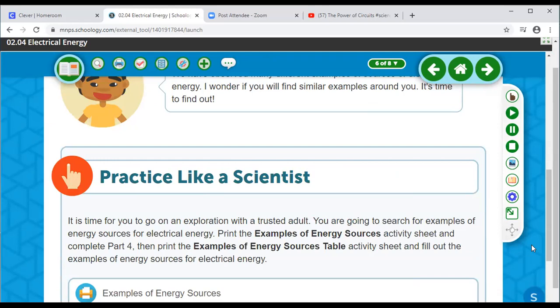Print the examples of energy sources activity sheet and complete part 4. You do not have to print that out. You can simply write that on a piece of paper. And you can also write the examples of energy sources table on a piece of paper as well to share out.